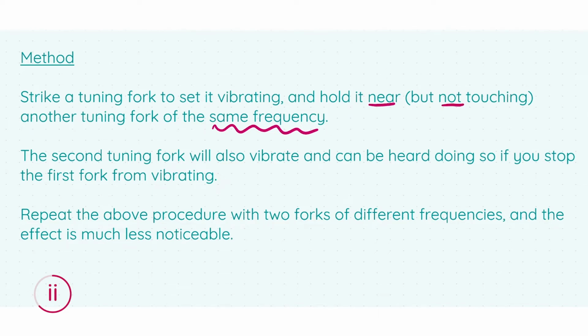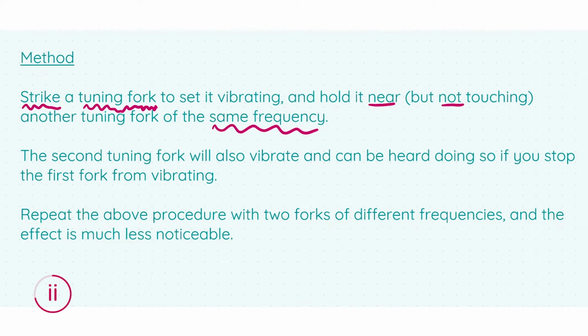It's also a very important point, if you're detailing your method, how you are using the apparatus. The apparatus here being the tuning fork, and what you're going to do is strike it to set it vibrating. Always use a verb along with the apparatus in order to really flesh out that answer.